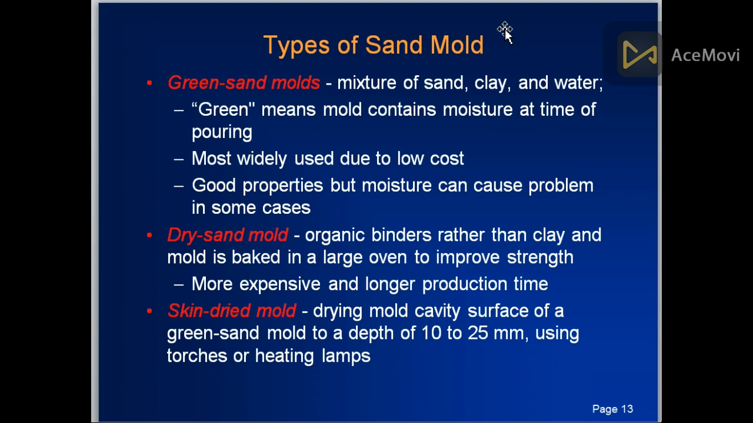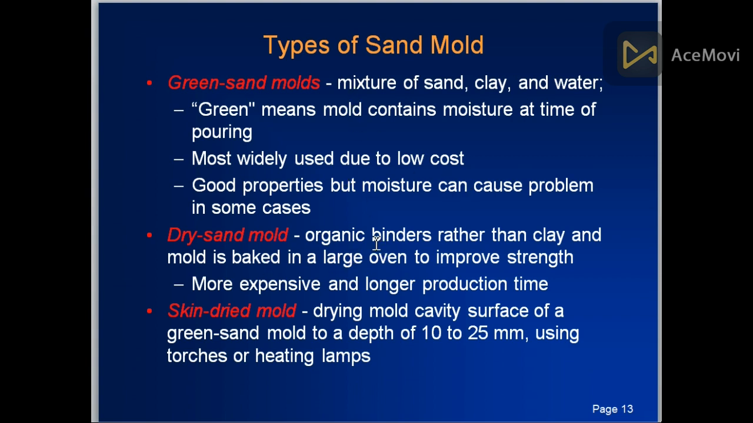Types of sand molds. There are different types of sand molds. Green sand mold: a mixture of sand, clay, and water. Green means the mold contains moisture at the time of pouring. It is most widely used due to low cost and good properties, but moisture can cause problems in some cases. It is basically used in most cases.